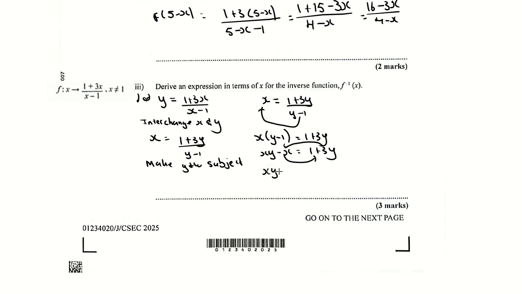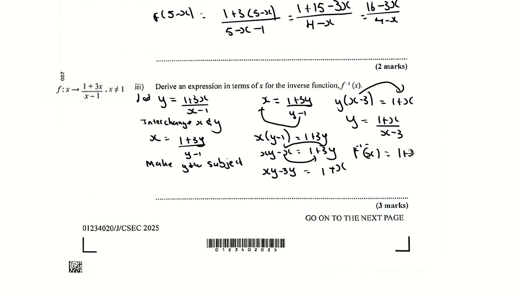So it's xy minus 3y is equal to 1 plus x. Because there are two sets of y's, I'm going to factorize all the y's. So y by x minus 3 is equal to 1 plus x. The relationship between y and this bracket is multiplication. So if I carry this across, y is going to be 1 plus x divided by x minus 3. So therefore f inverse of x is going to be 1 plus x over x minus 3. And that is going to be your answer for this one.